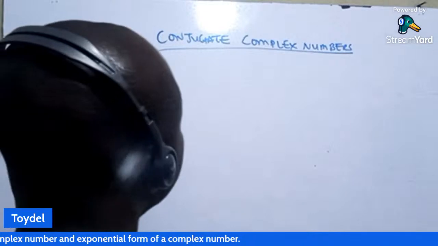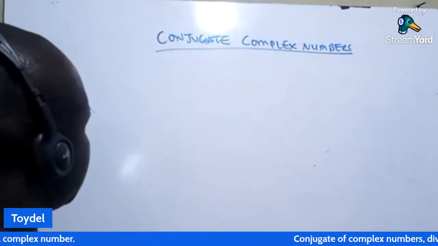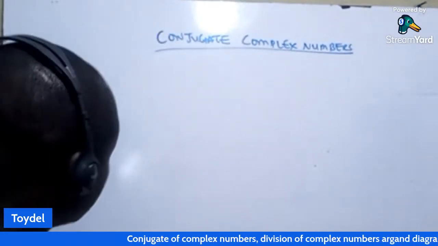So, we want to continue from where we stopped in the last class. I'm going to start from conjugate of complex number.